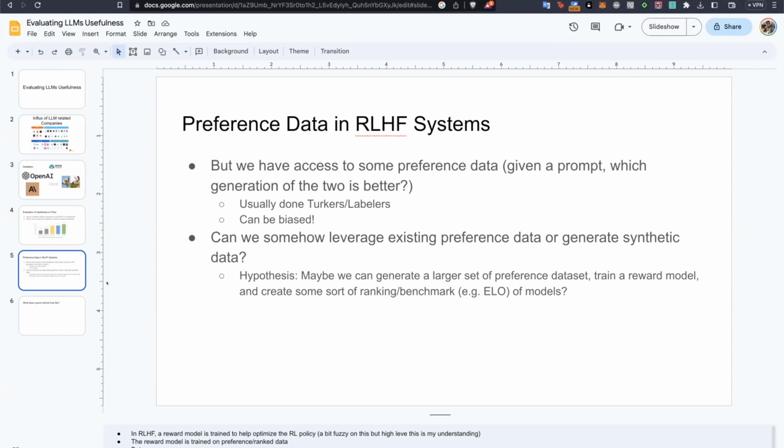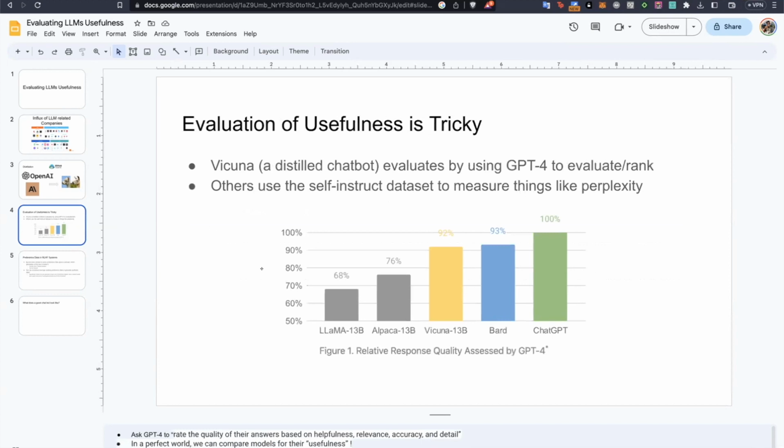So on the bar chart that you showed, that's basically that, right? It's just using GPT-4 as a reward model to rank all the other models' responses. Right. Yeah, that was my understanding as well. But it's kind of heavyweight.